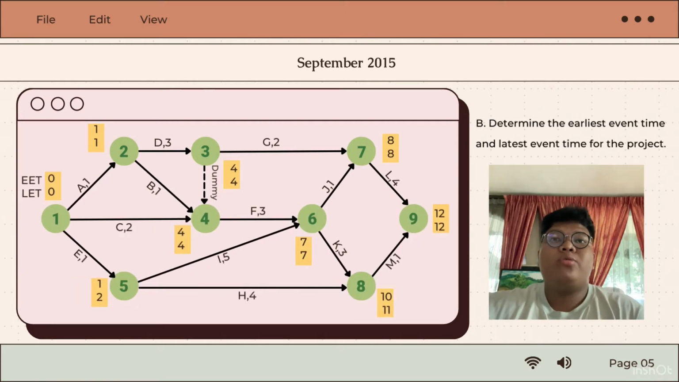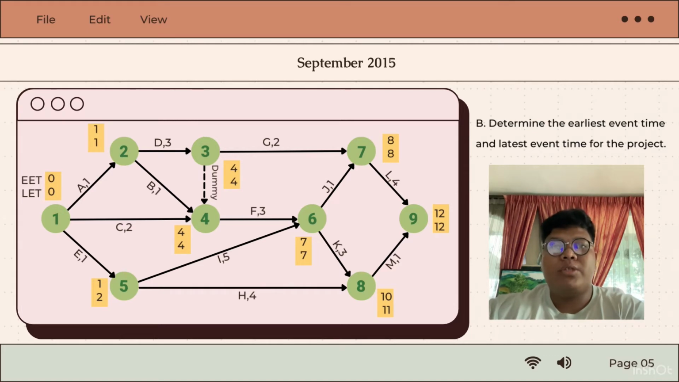Next, we can proceed to question B, which is to calculate EET and LET. First, we need to draw 2 boxes, with EET in the upper box and LET in the lower box. For EET, we look at the head and tail of the arrow, where EET is the head and LET is the tail. For EET, we calculate from left to right and choose the highest value to show the starting point, and we move along the activity.